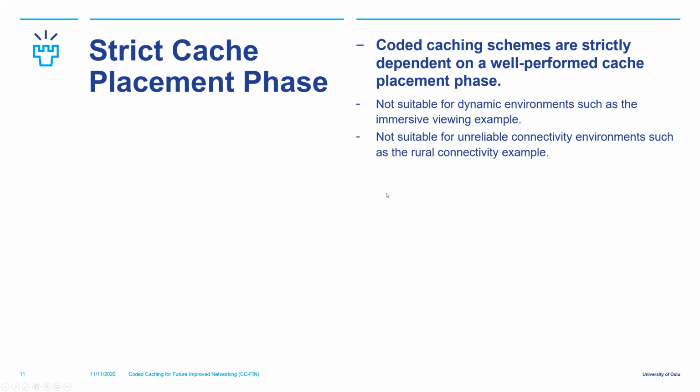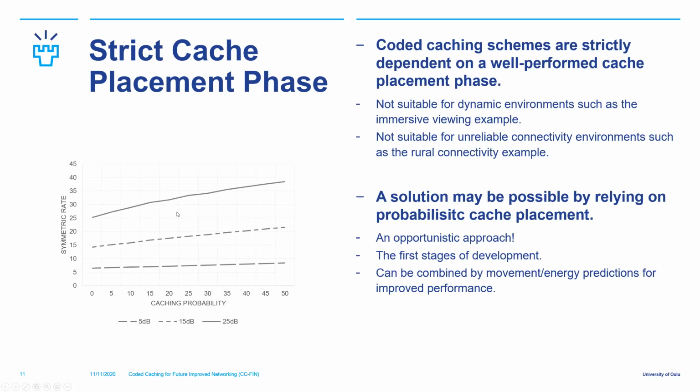All the coded caching schemes require a strictly well-performed cache placement phase. There's a clear pattern of what we should have in the cache memory of users. So this makes coded caching not suitable for dynamic environments, for example, the immersive viewing example, or unreliable connectivity environments such as the rural connectivity example. In order to solve this problem, we are now working on a new solution.